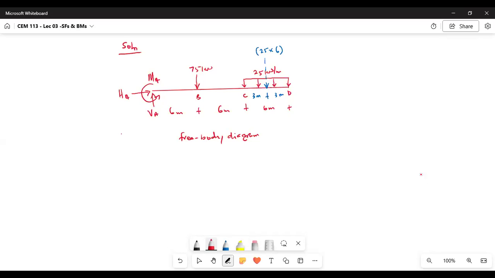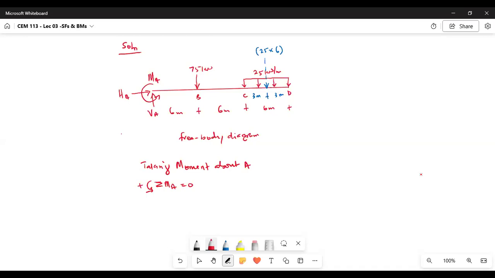Okay, so now taking moment about A, because that's where the fixed support is, so I will say sum of moment about A is equal to 0 and anti-clockwise is positive. If this equation is missing, I'll give you a very nice 0.